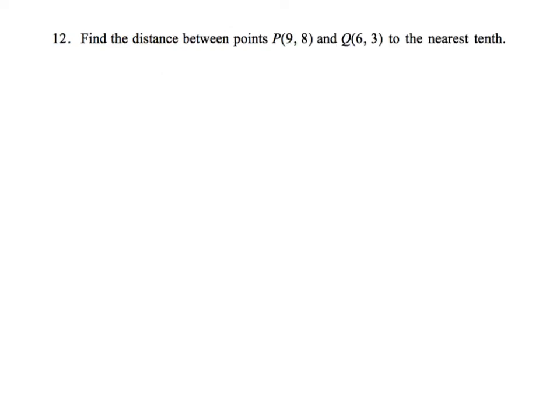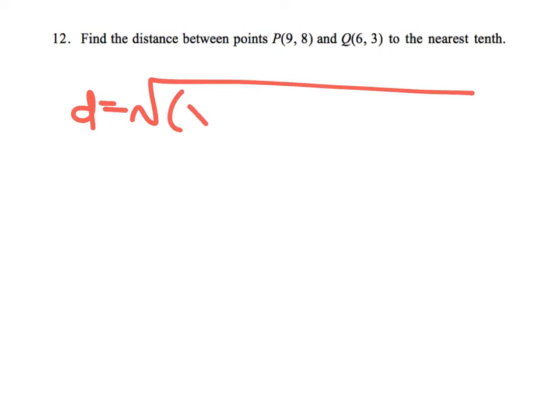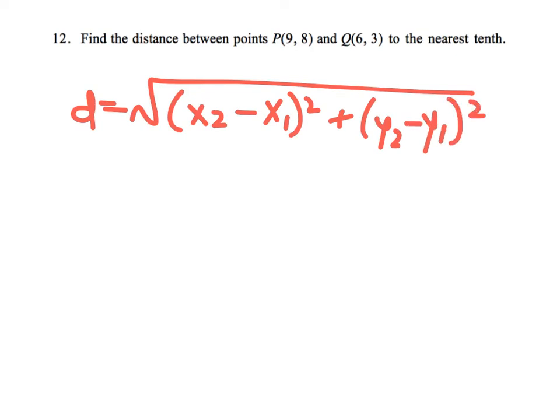Number 12 says find the distance between P, which is 9, 8, and Q, which is 6, 3 to the nearest 10th. My formula for distance, D, equals the square root of x2 minus x1 squared plus y2 minus y1 squared. Just like we did with midpoint, I'm going to label my points. Let's call P point 1, so we'd have x1, y1. Q is going to be point 2, so we have x2, y2. And then we're going to plug it in.